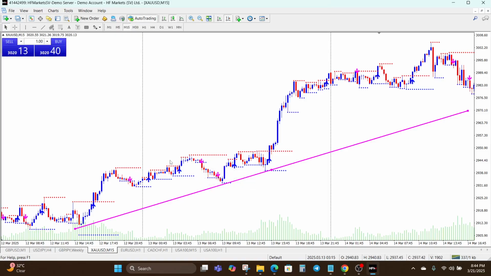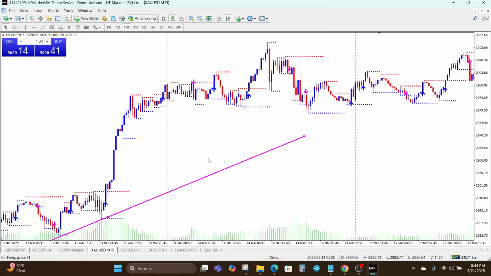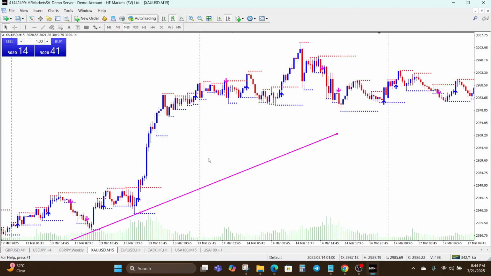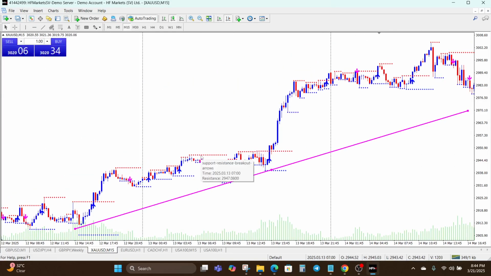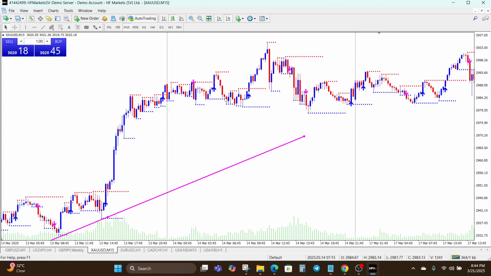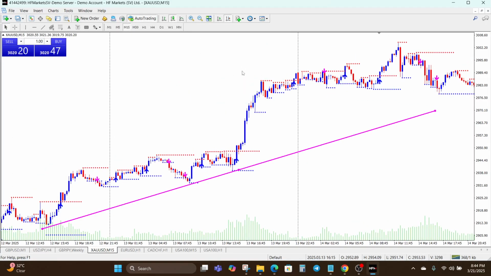All right, then you can exit your buy trades when, if you are a scalper, you can decide to be exiting at each appearance of the magenta arrows. But if you're not a scalper, you can just decide to use market structure. Okay, but this one is likely going to be for those who understand market structure.